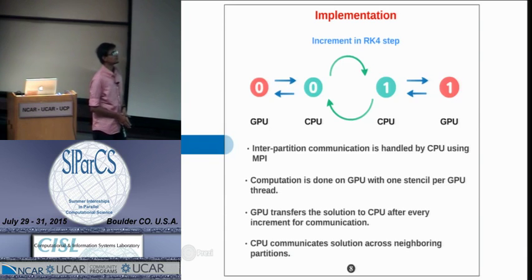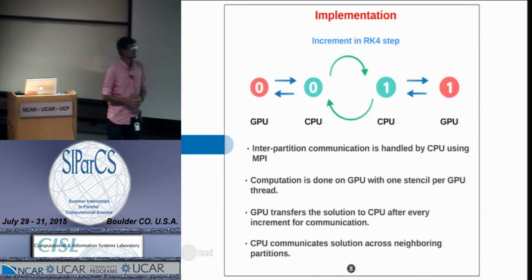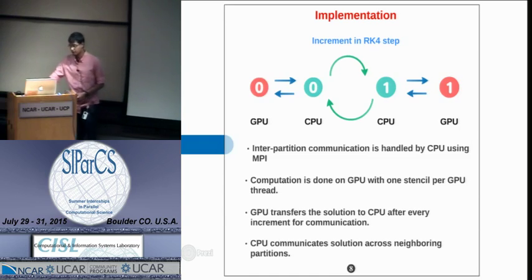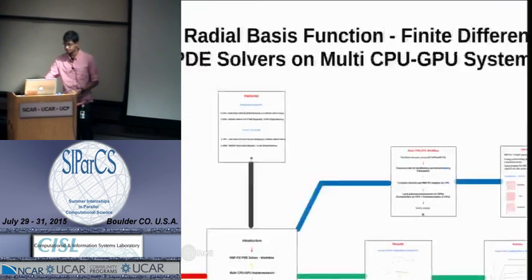So as we see, there is a lot of communication involved in the multi-CPU GPU case, which really affects the performance, which I'll talk about in my results slide. For every increment here, the CPU has to talk to the GPU to give the information for computation and then get back the results, and then communicate that back to the other CPUs. So the communication really hits the performance hard here.